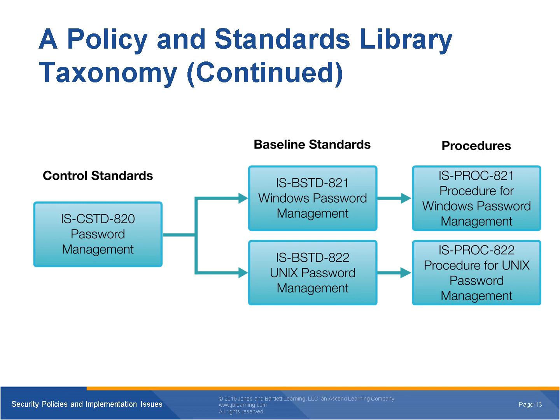CSTD 820. Procedures link to the baseline standards that they support. For example, IS-PROC 821 and 822 are directly mapped to the 821 and 822 baselines. In most cases, there is a one-to-one mapping of baseline and procedures in support of the control standard. The figure on the screen shows a close-up of baseline standards and procedures in the policy and standards library tree.